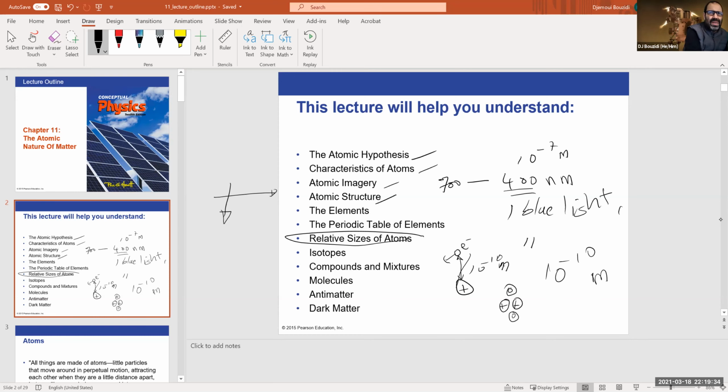The electron's mass is about 9 times 10 to the negative 31 kilogram. It's so tiny compared to the mass of the proton or that of the neutron, which is about 1.67 times 10 to the negative 27 kilogram also, about 1,000 times bigger, actually 1,900 and something bigger. So in this sense, most of the mass of the atom is actually inside the nucleus.